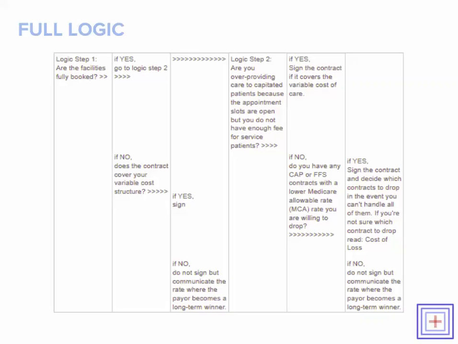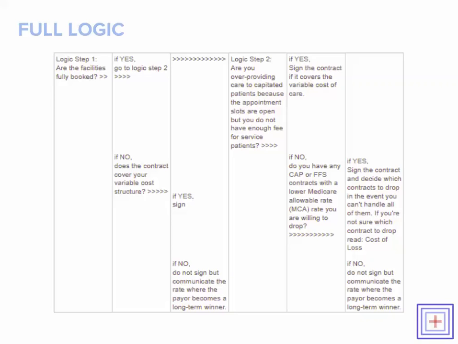If you don't have any contracts you're willing to drop, then you need to communicate to that payer what's the rate where you're going to become a long-term winner based off of your net income targets, and communicate that rate to them so that in future years they're aware of the rate that you're looking for.